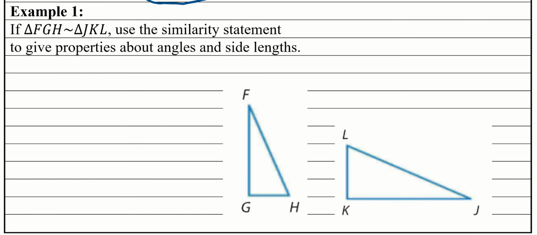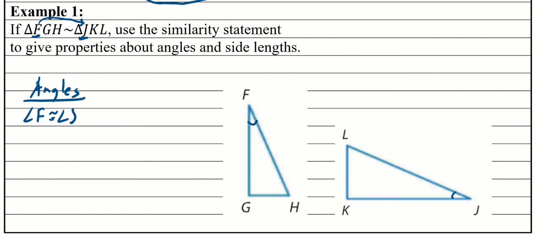If this is the case, we want to use the similarity statement to give properties about angles and side lengths here. So let's start with angles, because that part is going to be a little bit easier. What do I know about some of the angles? Well, remember, if the shapes are similar, then all the corresponding angles are going to be the same. So for example, if I'm looking at angle F here, I can look either at my diagram, or I can just look at the statement at the top and see which angle that should line up with. That should line up with J. So now I know that angle F is going to be congruent to angle J. That part is very similar to what we've seen with congruence.